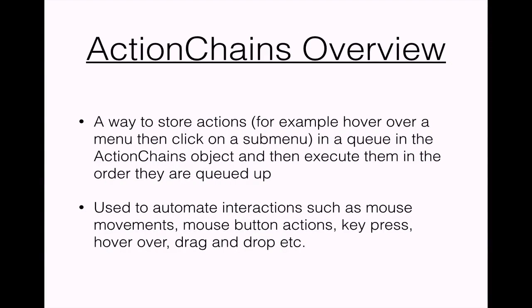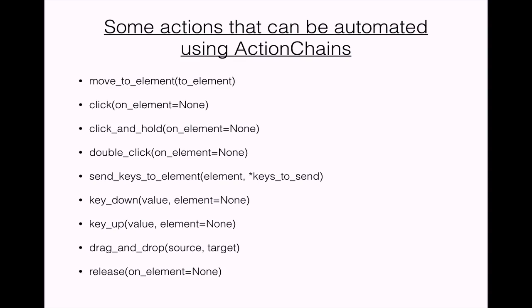Action chains is a way of storing actions in a queue and executing them in the order they are queued up. You can use action chains to automate interactions such as mouse movements, mouse button actions, key press, hover over, drag and drop, etc. Here are some of the actions that you can automate using action chains.